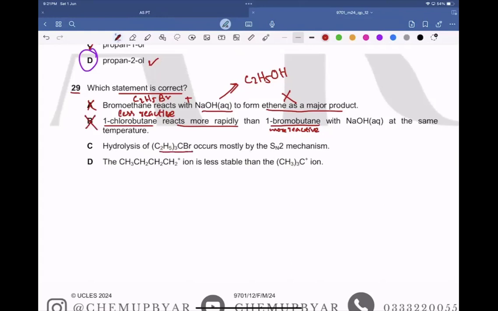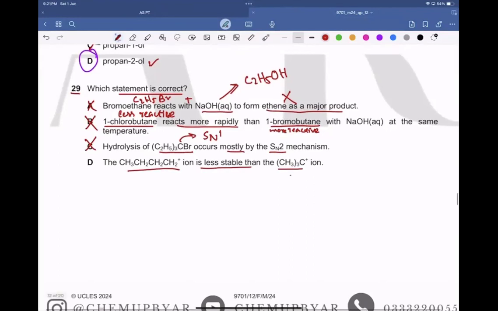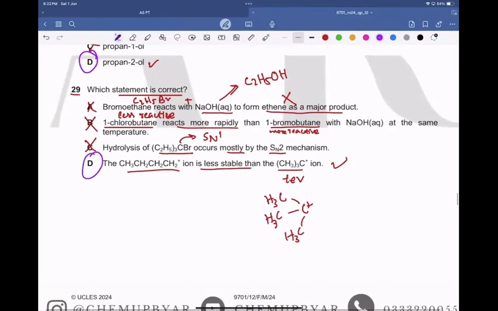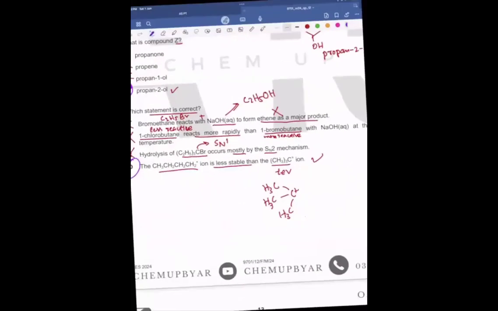Hydrolysis of this occurs mostly by SN2. It's a tertiary one, right? So it turns into a carbocation, so it would go by the SN1 mechanism, not SN2. So C goes wrong as well. This ion is less stable than this. Yes, this is correct because it's tertiary, as one carbon has three CH3 groups bonded to it. Tertiary is more stable and primary is less stable, right? So B is the correct statement for question number 29. Is this clear to all of you?